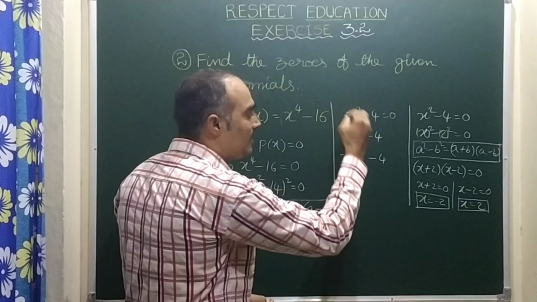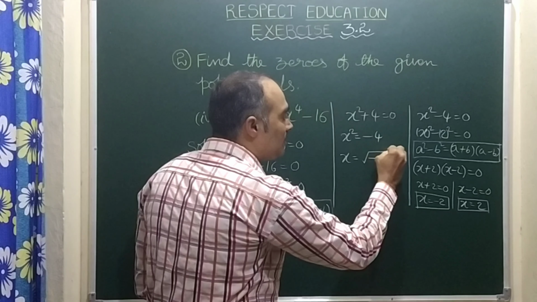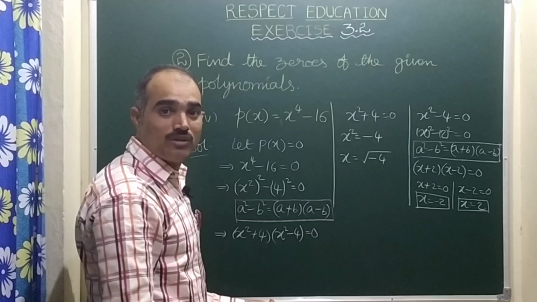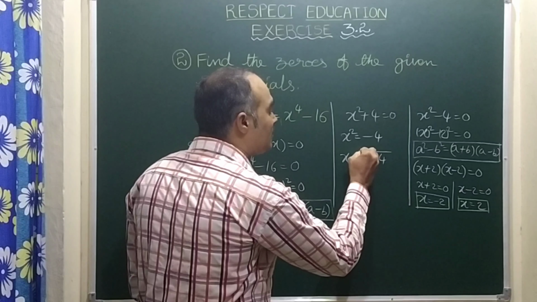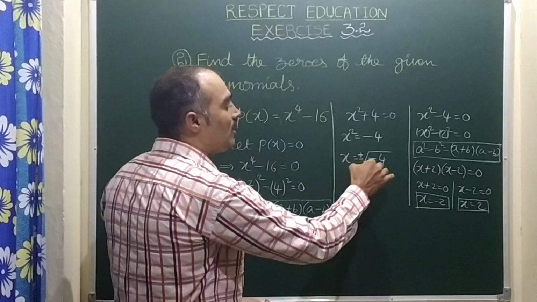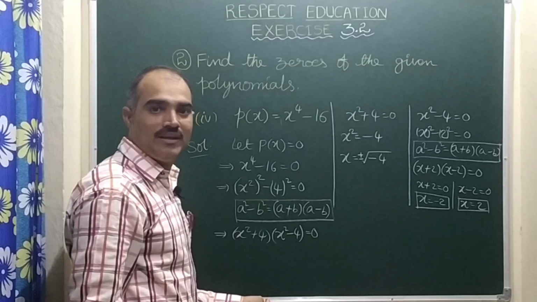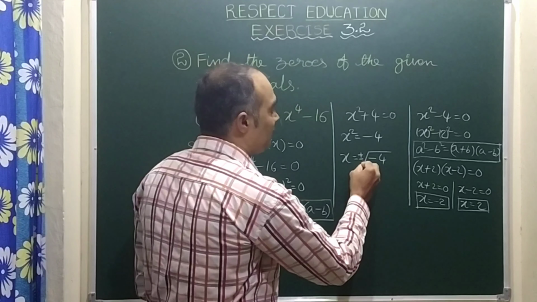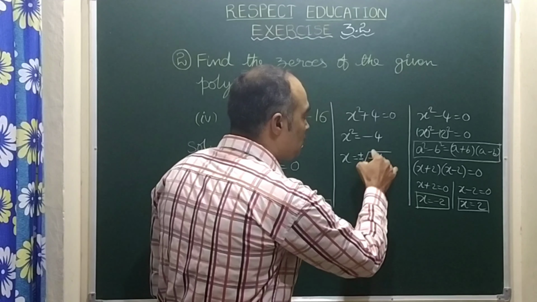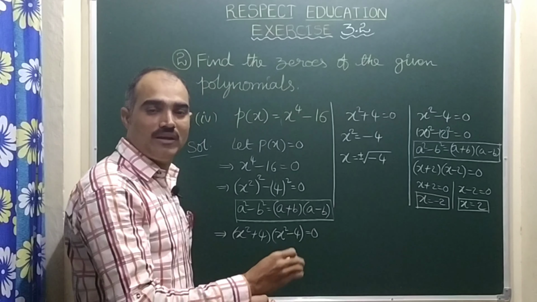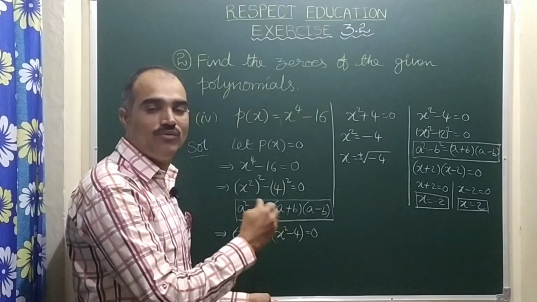If I remove the square on this side, I can write here square root. And one more thing, children, here it is plus or minus square root of minus 4. Here you can ask me, sir, for root of minus 4 there is no root, means it does not exist, there is no value.